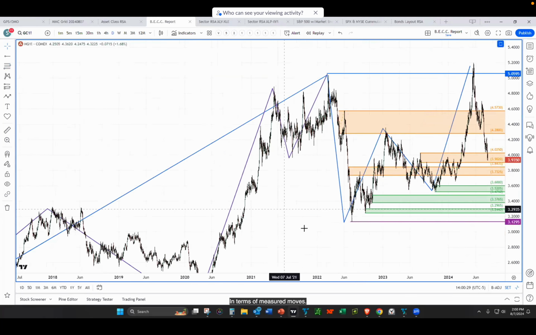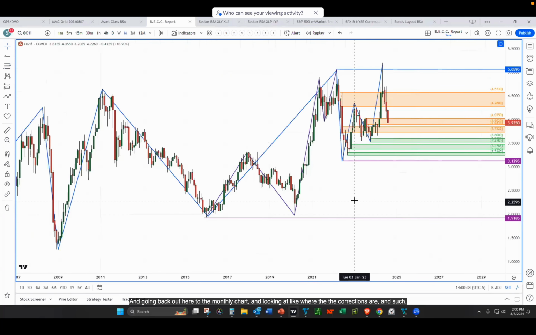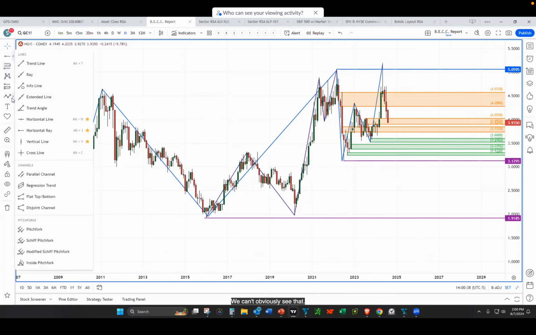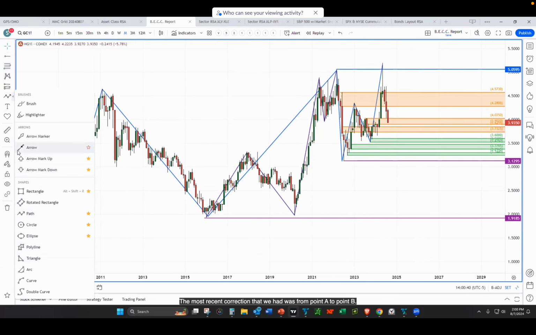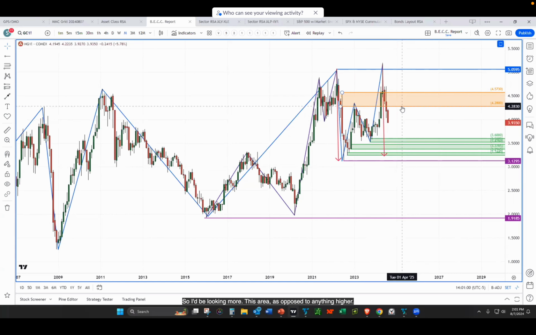In terms of measured moves, going back out here to the monthly chart and looking at where the corrections are, we can see that the most recent correction was from point A to point B. Projecting that here from point C, you can see the extent of that, forecasting a move back down to 329.65 to 324.40. So I'd be looking more at this area as opposed to anything higher.